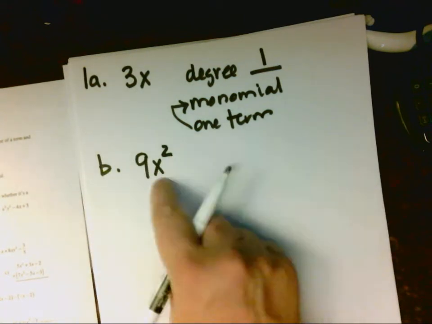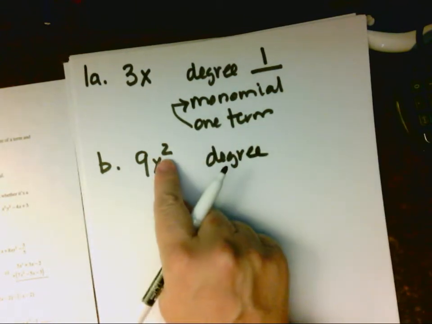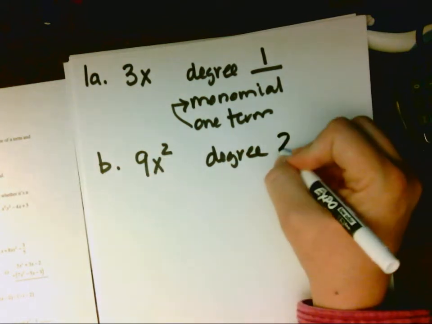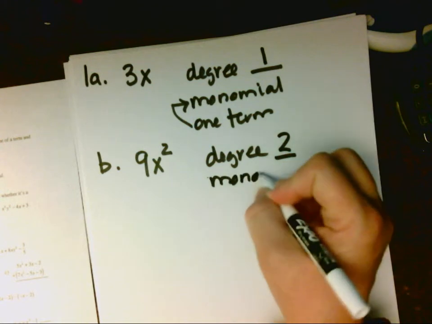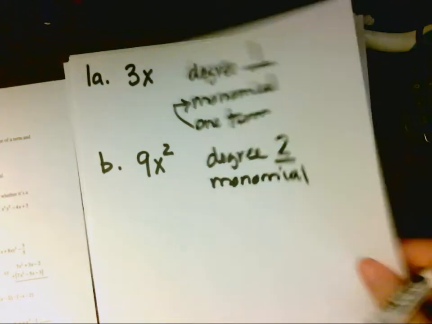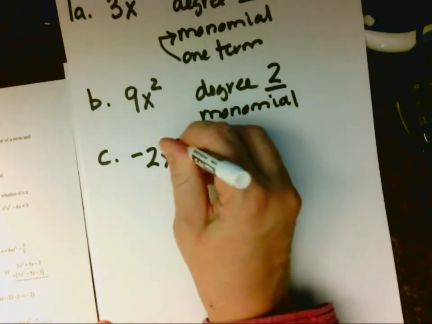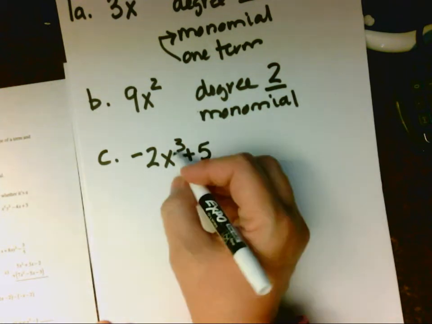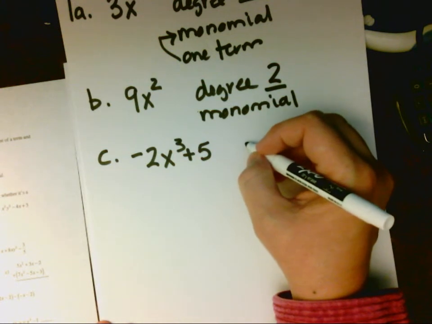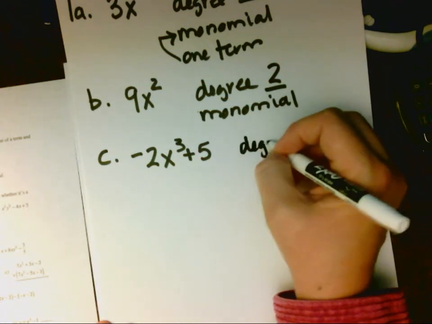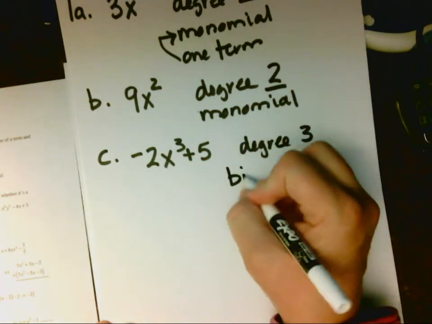9x squared is the next one. This again, the degree of this means the highest power of x. The degree here would be 2. And this has only 1 term, so we say it's 1 term or a monomial. And then we can look at the next example, which is negative 2x cubed plus 5. This has degree, look at the power of x. The degree of this polynomial is 3, right? The degree is 3. And this has 2 terms, so we call it a binomial.